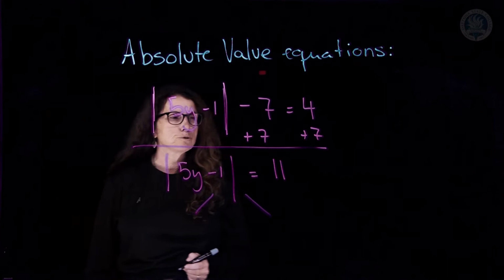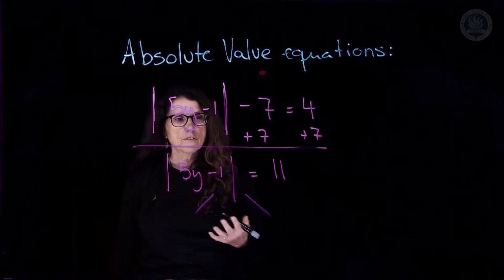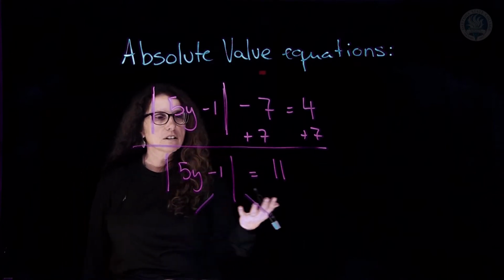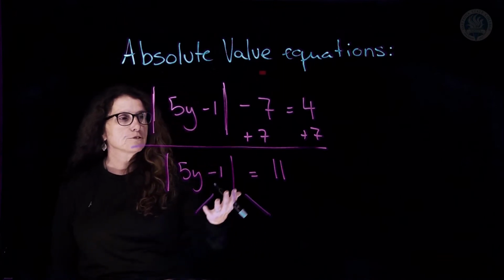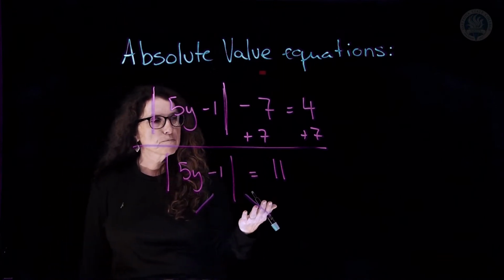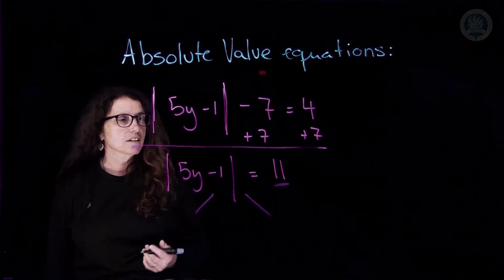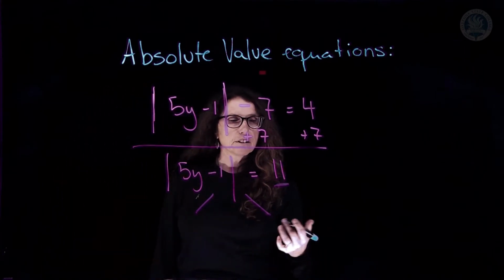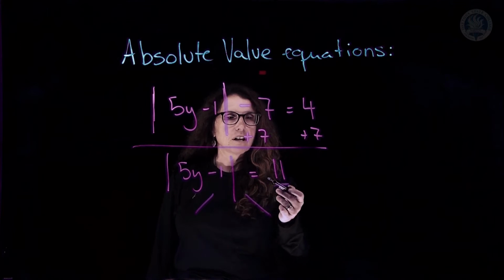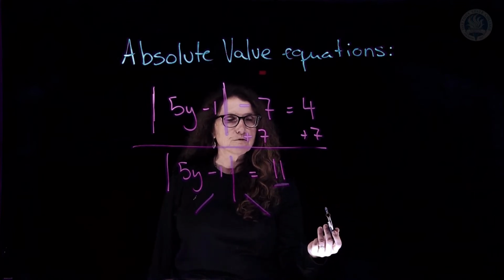And now you can solve this equation by rewriting it into two problems. You have to rewrite an absolute value equation into two problems, one that is equal to the number we have on the right-hand side, and the other equation which is equal to the negative number.